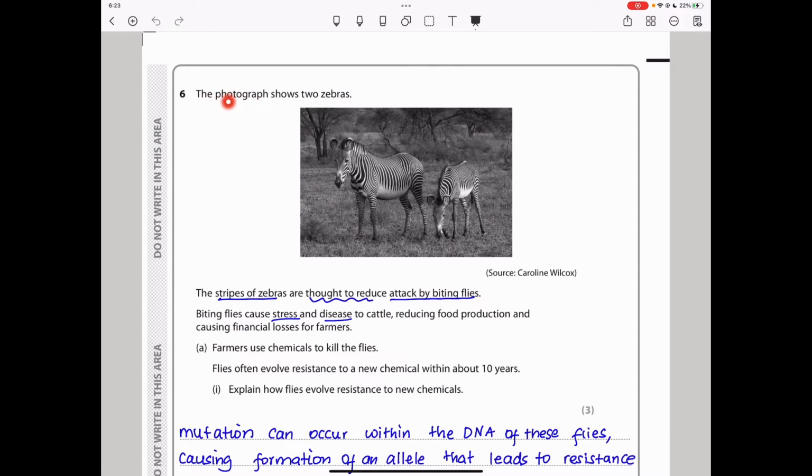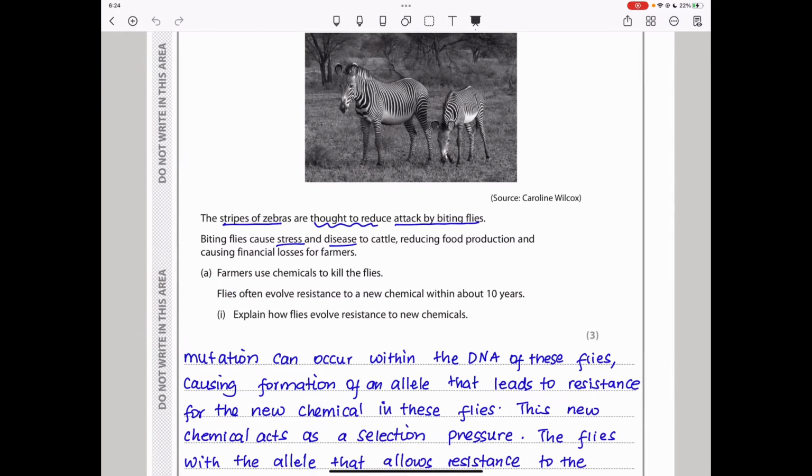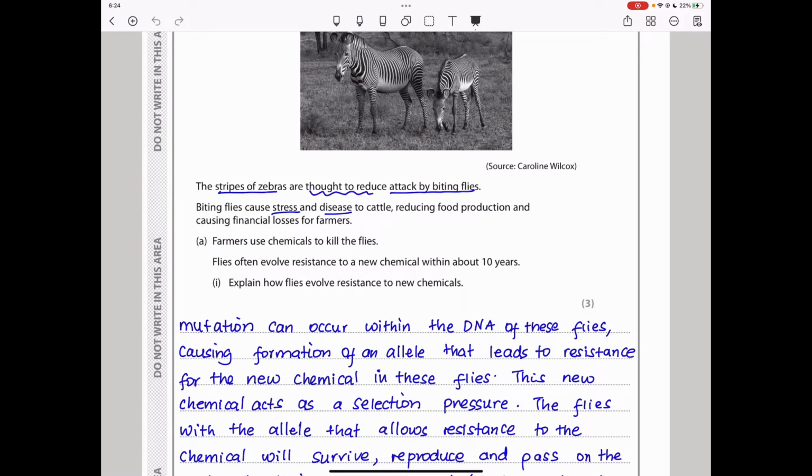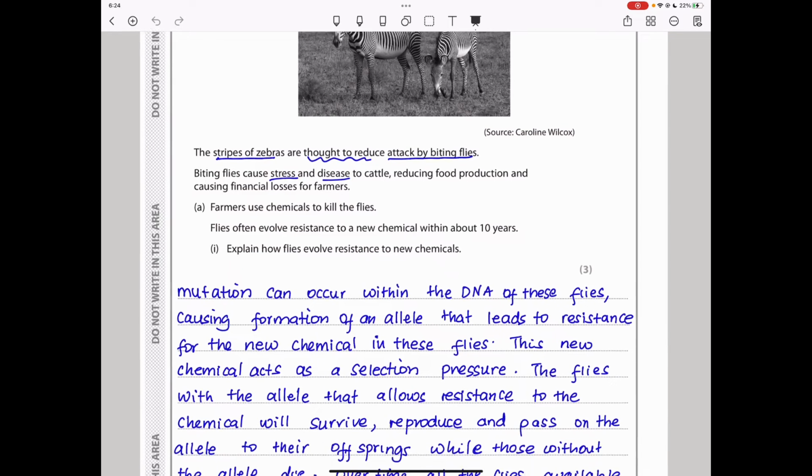Question 6. The photograph shows 2 zebras. We can see this and that. Those are 2 zebras. They say the stripes of zebras are thought to reduce attack by biting flies. Biting flies cause stress and disease to cattle, reducing food production and causing financial losses for farmers. So let's continue. They say, A, farmers use chemicals to kill the flies. Flies often evolve resistance to a new chemical within about 10 years. Explain how flies evolve resistance to new chemicals.